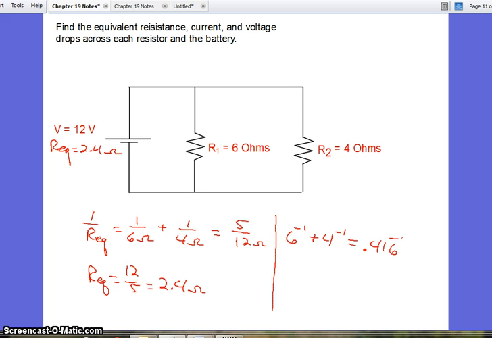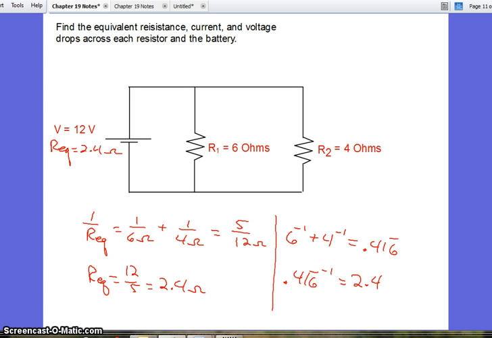Now that is not our equivalent resistance. What we have to do now is take 0.416 repeating to the negative first power. And if we do that, we get our 2.4. So just whatever your resistances are for a parallel circuit, add them with the negative first power, but that's not your answer. Take that answer to the negative first as well, and that's your equivalent resistance.